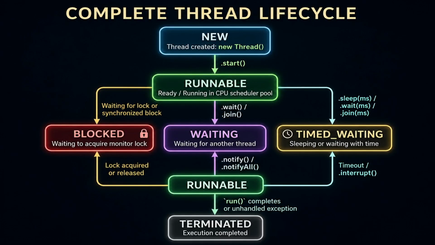So one important point is that these states do not always follow one fixed sequence. For example, a thread may move between runnable and waiting multiple times before it finally reaches terminated. So let's understand each state one by one. Okay, so we will start with new.